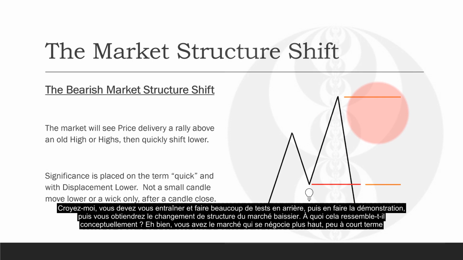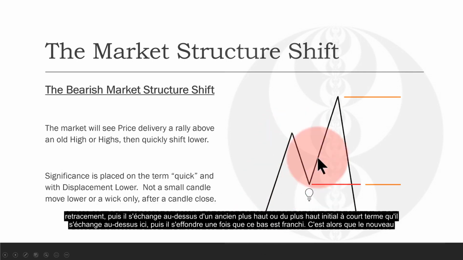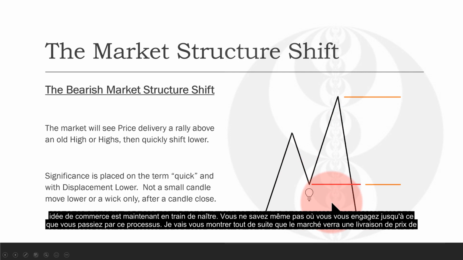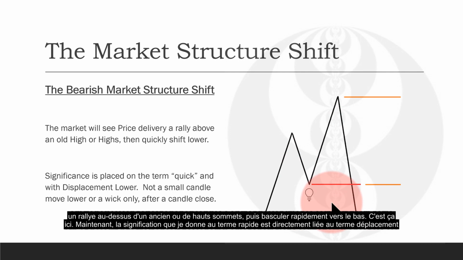The bearish market structure shift. What does that look like conceptually? Well, you have the market trading higher, short-term little retracement, then it trades above an old high or the initial short-term high, and then it breaks down. Once that low is broken, that's when the new trade idea is now being birthed. You don't even know where you're getting in at yet until you go through this process I'm going to show you right now. The market will see a price delivery of a rally above an old high or highs and then quickly shift lower. That's this right here.